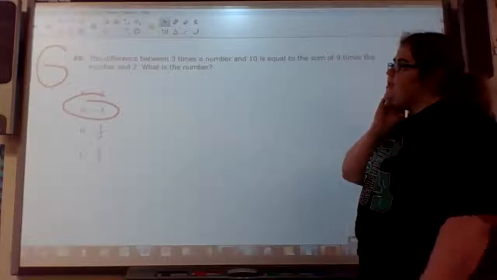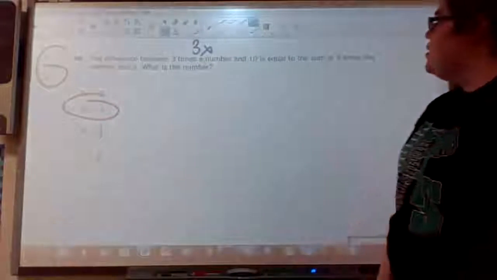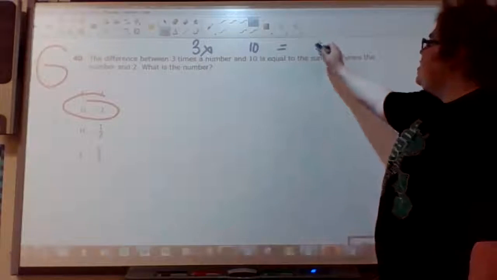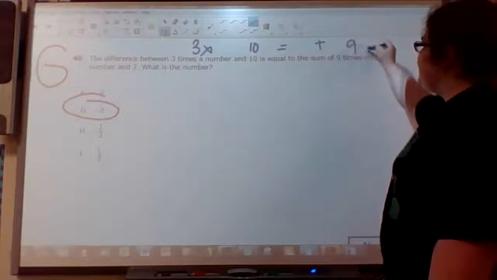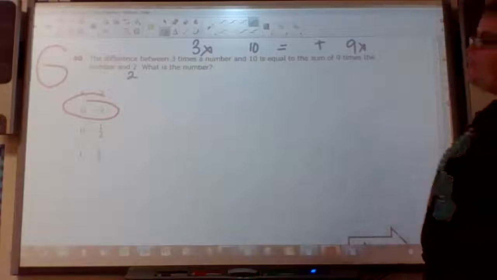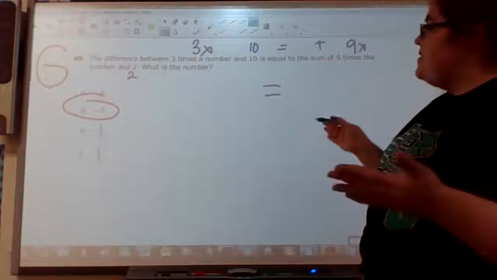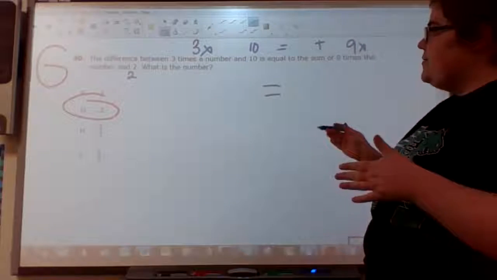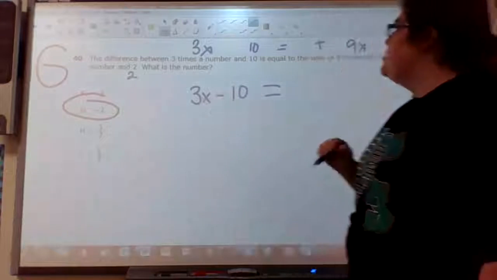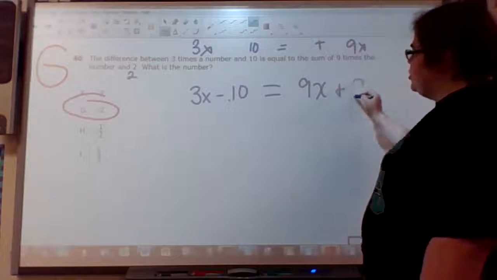Number 40. The difference between 3 times a number, I don't know the number, so I'm saying x, and 10 is equal to the sum of 9 times a number and 2. What is the number? So I'm going to put this together. I have an equal sign. The left side says difference between 3 times the number and 10. So difference means subtraction. That is equal to 9 times the number and 2, the sum.